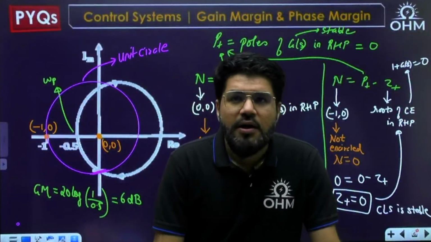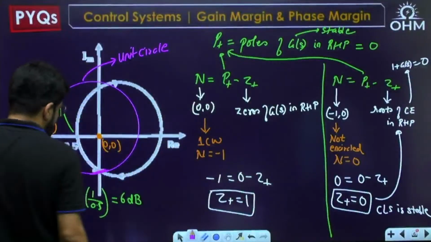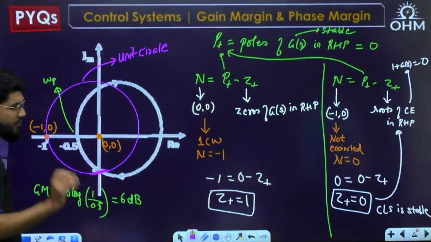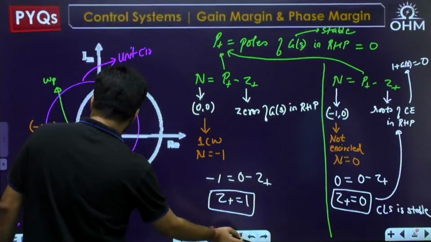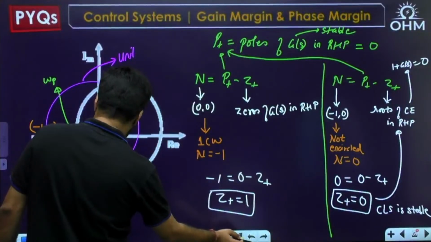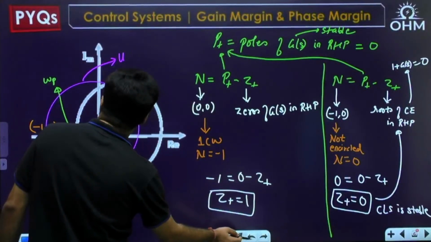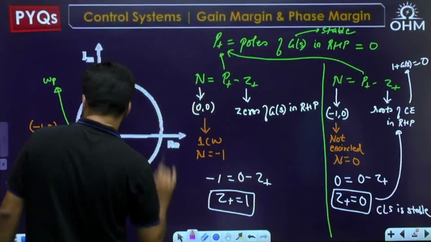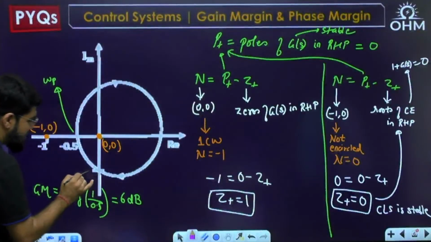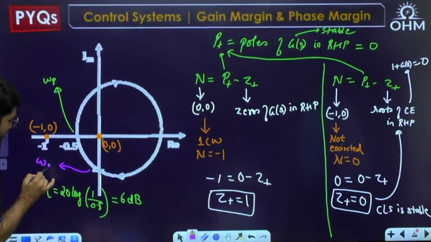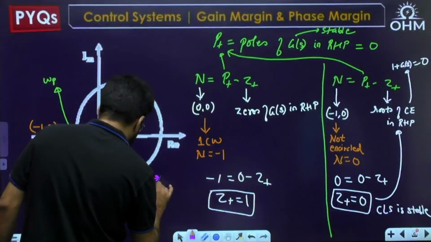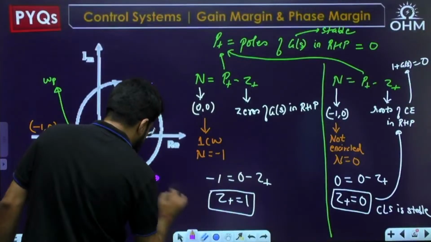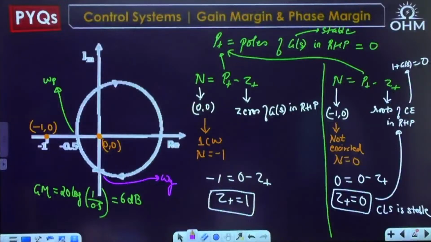Now, what is the phase at this point? Normally, how do we measure the phase? Listen to me carefully. Let me remove this unit circle, it was just to show you once. Firstly, this is some point which is going to be defined as omega g, the gain crossover point.